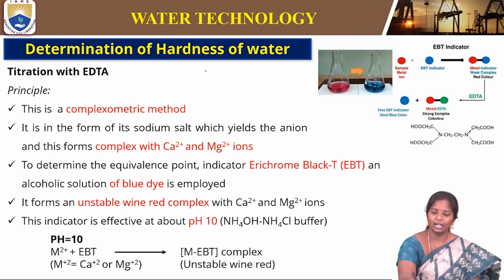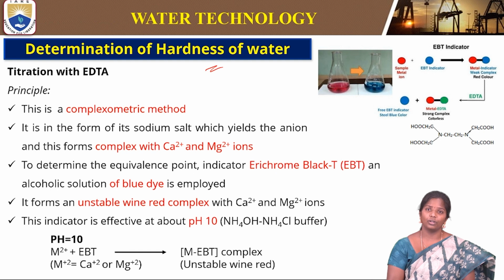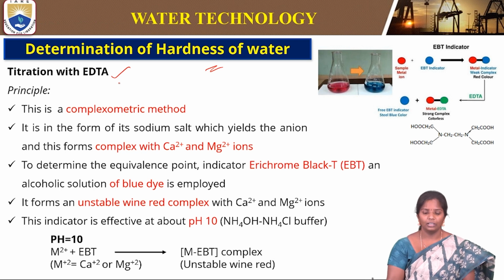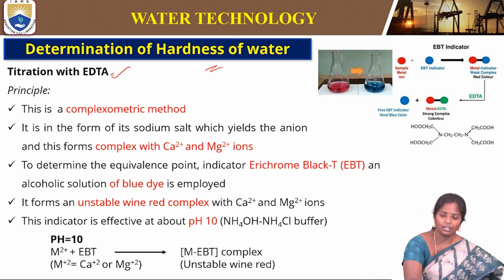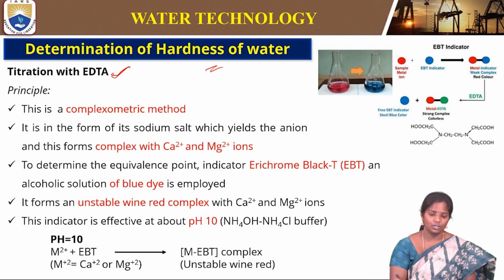Then determination of hardness of water. There is a simple method for determining the hardness of water during our daily applications, any water treatment, or for potable drinking water. There is a simple experiment for determining the hardness of water, that is the titration with EDTA. Ethylene diamine tetraacetic acid is a chelating agent that is used in the titration to obtain the hardness. This is a complexometric titration.